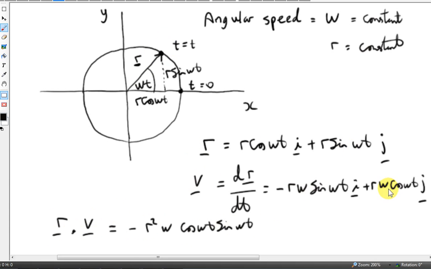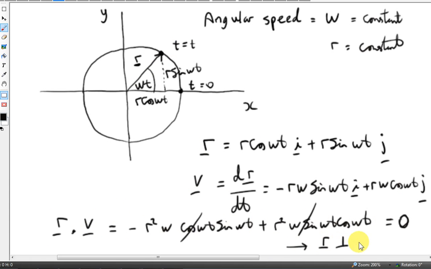Then we multiply the j components together. So we have r squared omega sine omega t times cos omega t. And we can see that we get 0. So we get a scalar, of course, and that scalar is 0. So what does that tell us about the vectors? Well, if the dot product is 0, it means that vector r is perpendicular to vector v, and that's something you might expect.